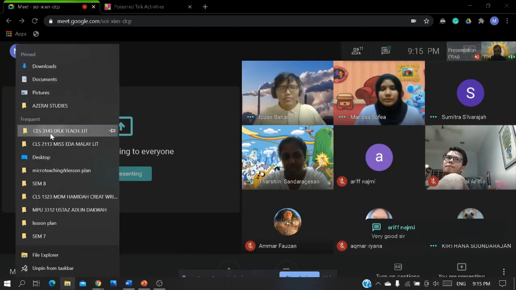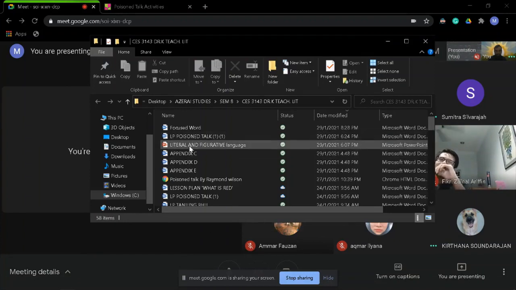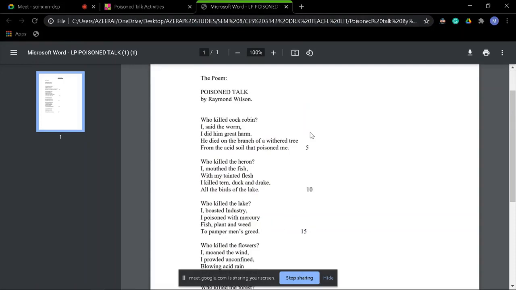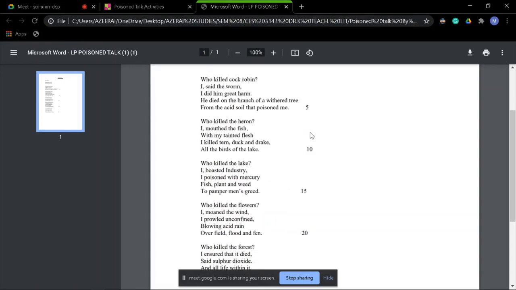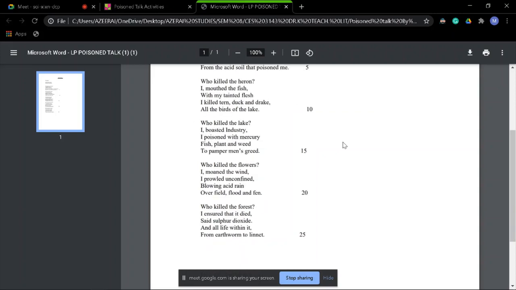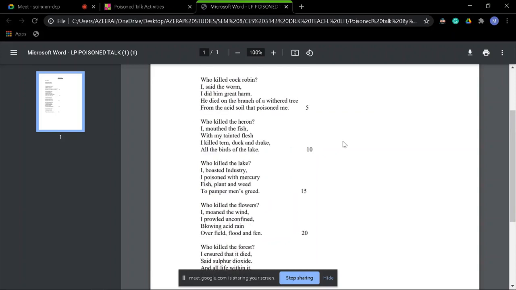Can you see my screen? Yes, sir. Okay, can you see the poem that I'm showing you? Remember this poem from last week? Yes, sir. We learned last week. Before this, I just want to ask, what can you understand from this poem? Give me some of your input. It's about the poem. It contains a lot of metaphor and double meaning words or something like that. Okay, very good.